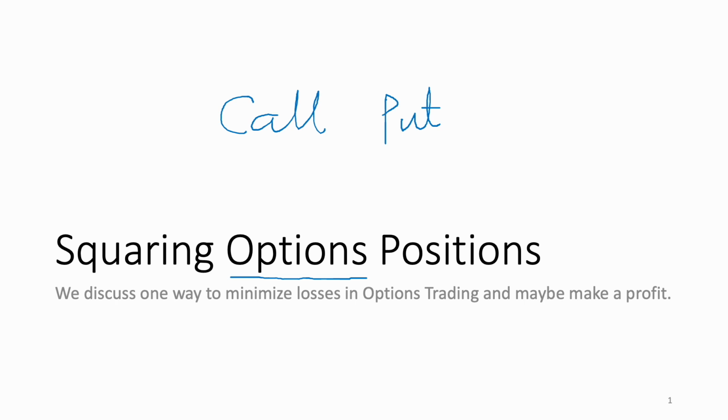Now, in an option, we know that we can make a profit or we can make a loss. This video is about how we can minimize our loss in a situation where we are running into a loss while trading in an option, and we will see how we can actually make a profit from a situation where we could run into a loss. Before we proceed further, let us quickly recall what the call option is, and subsequently we'll discuss the put option. First, we'll discuss the call option.